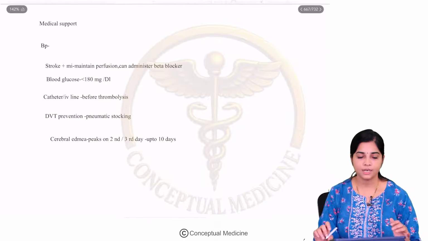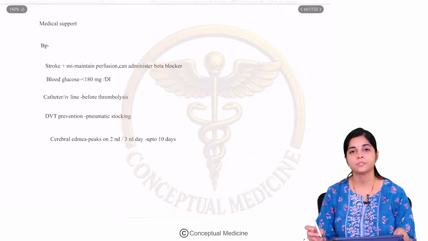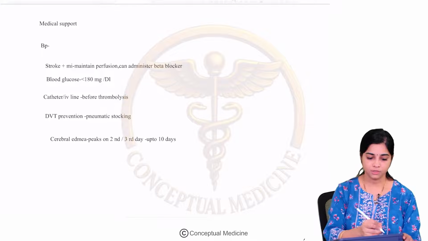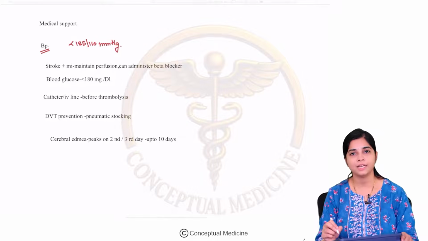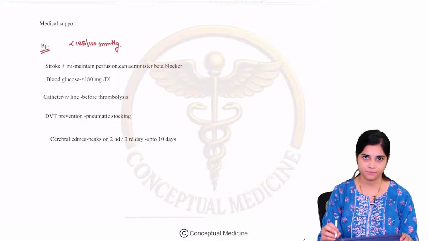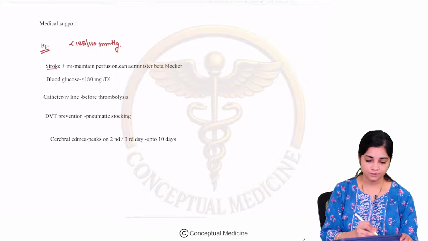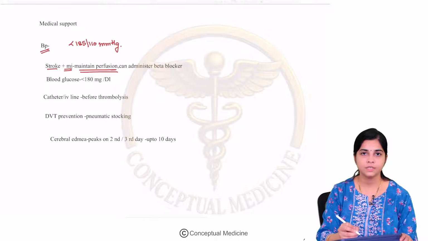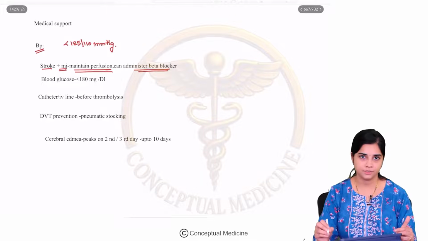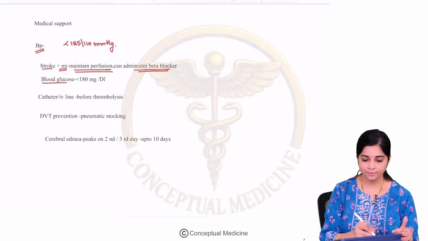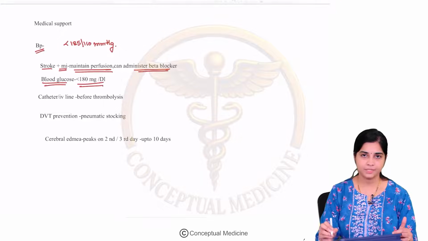Now, what is the medical support that you have to give when a patient presents with stroke? Like I told you, the blood pressure has to be maintained at less than 185/110 millimeters of mercury, and you can even give them IV injections to bring down the blood pressure. If there is a stroke with a myocardial infarction, you have to maintain the perfusion. Only then, because the perfusion has to be maintained, can you administer a beta blocker. Target blood glucose less than 180 mg per deciliter.